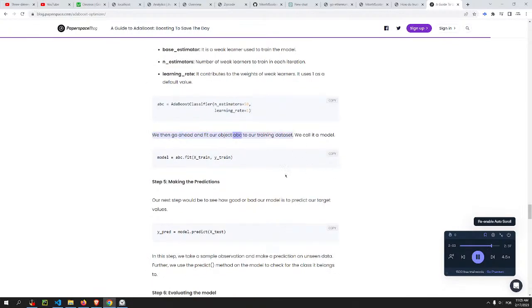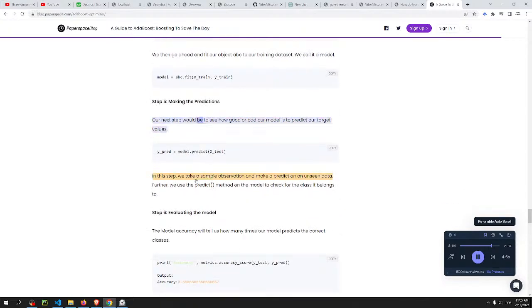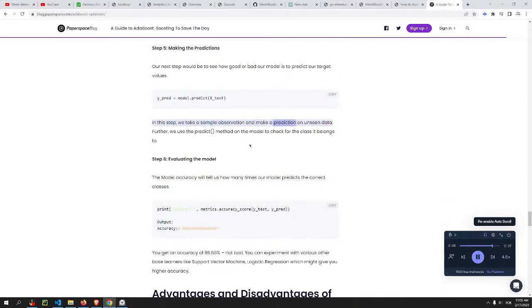We then go ahead and fit our object ABC to our training dataset. We call it a model. Model equals ABC.fit(X_train, y_train). Our next step would be to see how good it is. In this step, we take a sample observation and make a prediction on unseen data. Further, we use the predict method on the model to check for the class it belongs to.